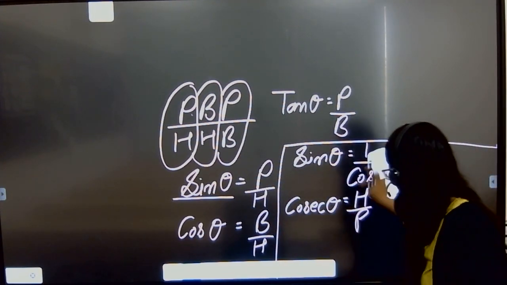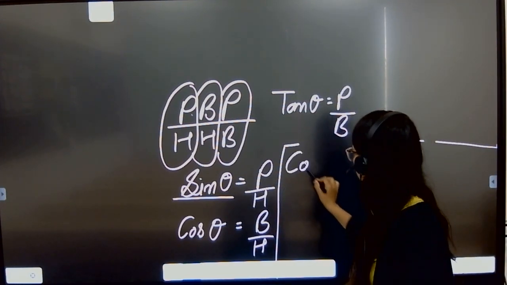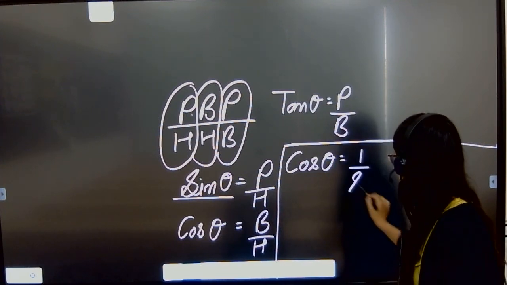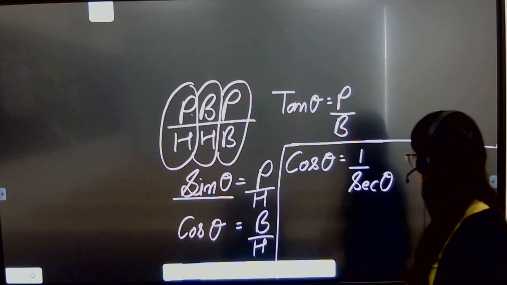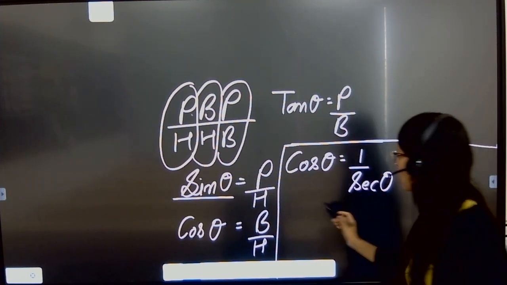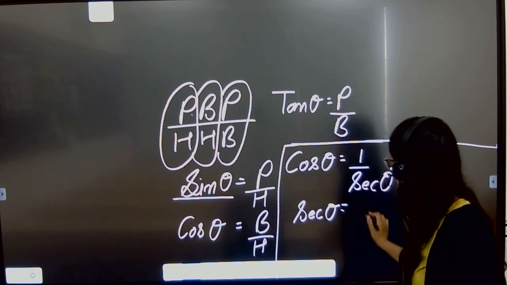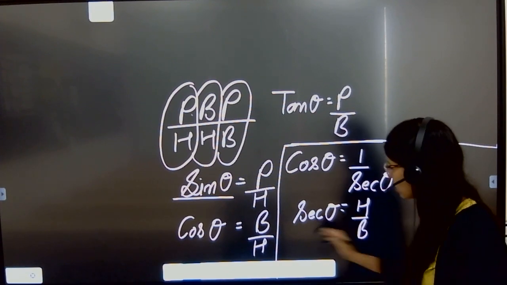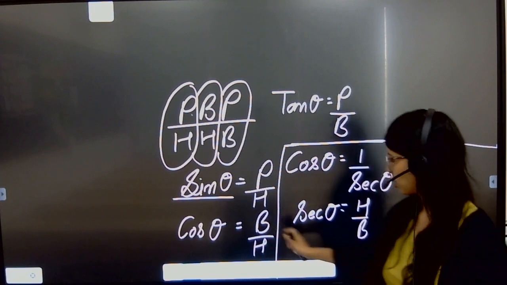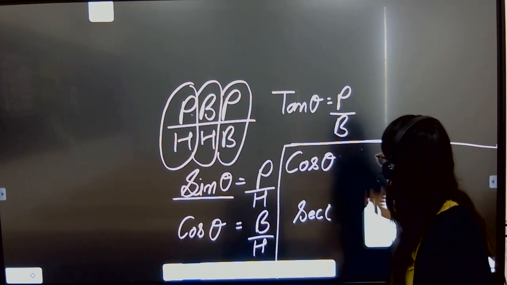Then now I'm erasing this part. Same as for cos theta, its reciprocal is sec theta, so we can write cos theta is equal to 1 upon sec theta. For sec theta, the formula is hypotenuse upon base. We are taking the reciprocal of this part also, right? So this is hypotenuse upon base. Clear?